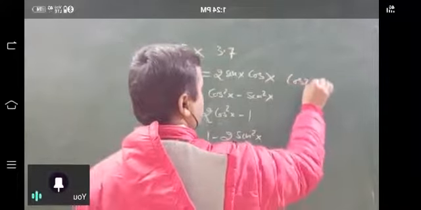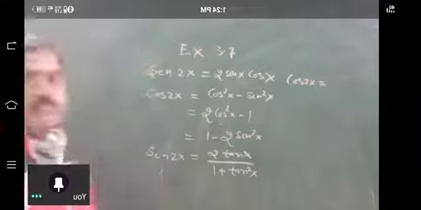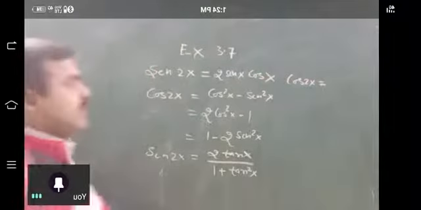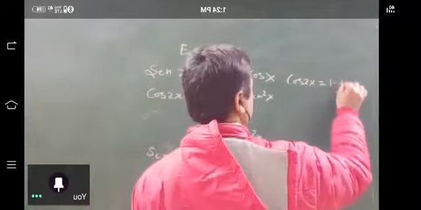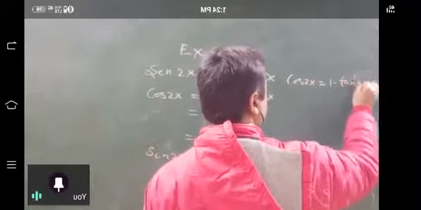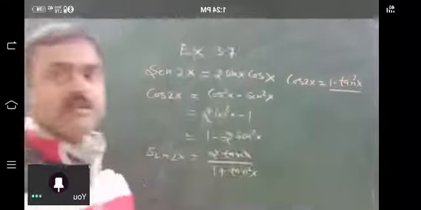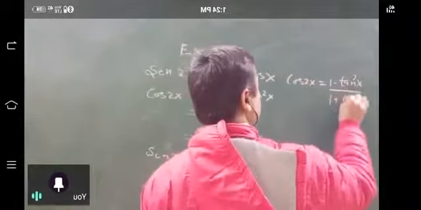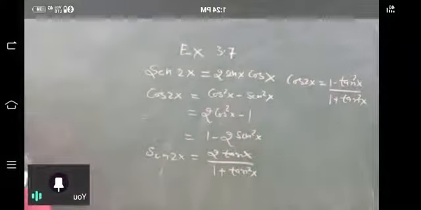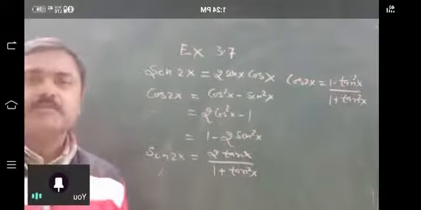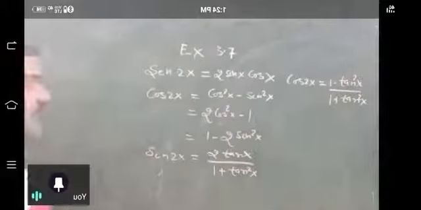Cos 2x equal 1 minus tan square x upon 1 plus tan square x. These are the certain identities which we will use in this exercise.